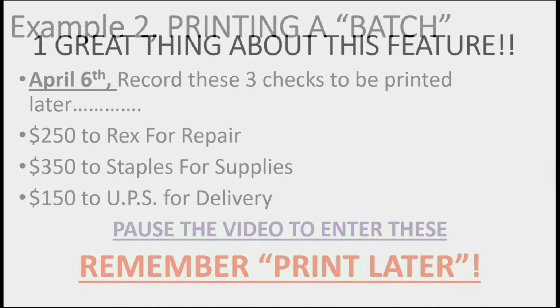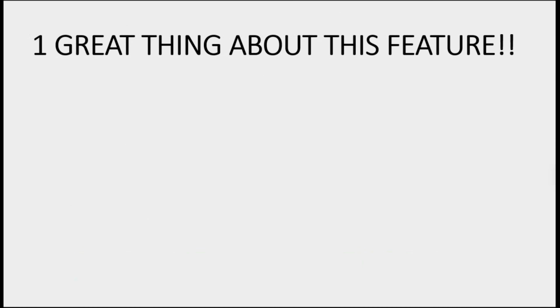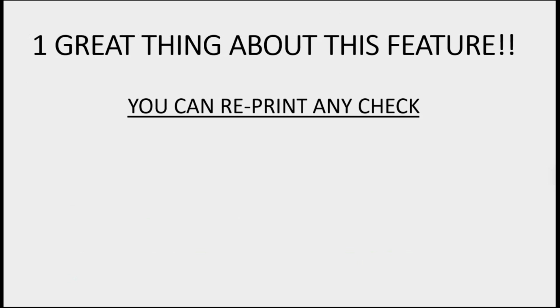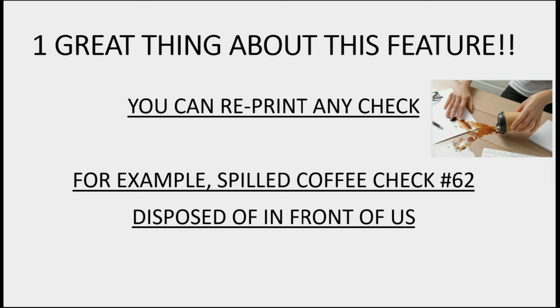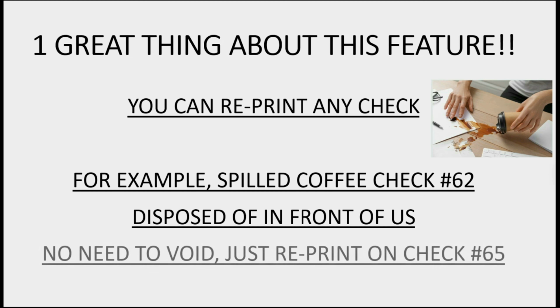Now I'd like to close with one great thing about this feature. You can reprint any check anytime you want. For example, if we spilled coffee on check number 62, then there's no need to void it and re-enter it. We can dispose of it right in front of us so we know that piece of paper is gone. There's no danger of fraud. We don't have to void it. We just need to reprint, and we'll reprint what was supposed to be on check number 62 right on check number 65, the very next one.